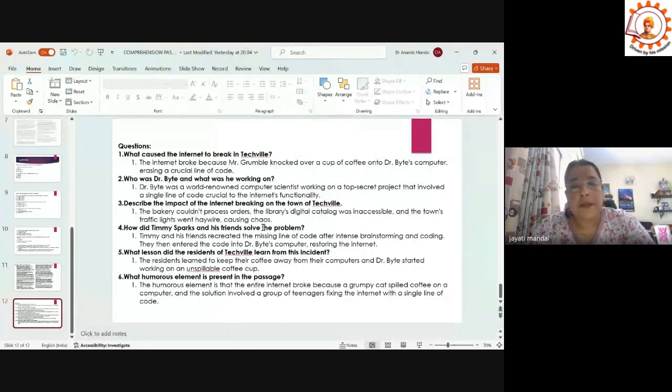So what happened due to internet breaking? The bakery couldn't process orders. The library's digital catalog was inaccessible. And the town's traffic lights went haywire, causing chaos.